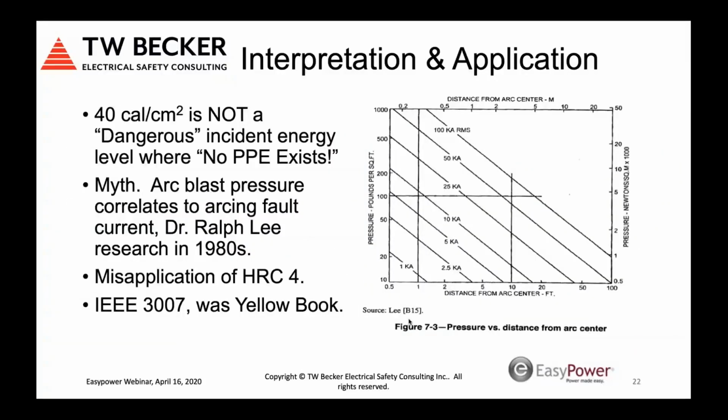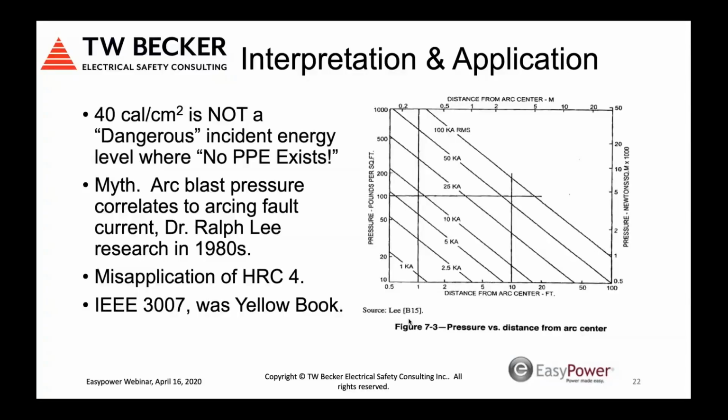40 calories per centimeter squared, again, just an interpretation. That is not a dangerous incident energy level, and PPE actually exists. So this was a myth that arc blast pressure correlated to arcing incident energy when it didn't. Arc blast pressure correlates to arcing fault current as per Dr. Ralph Lee's original research from the 1980s, and it's the graph on the side. So if you've never seen this, again, this will allow you to get some education on why 40 calories is not a stop point for energized electrical work.